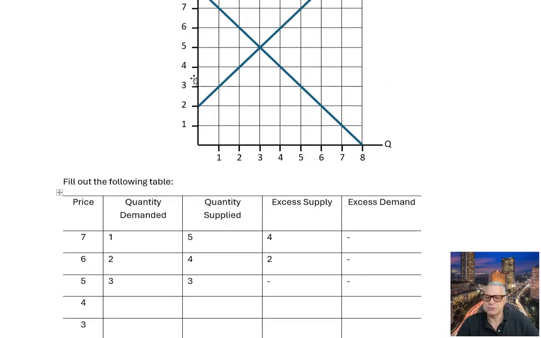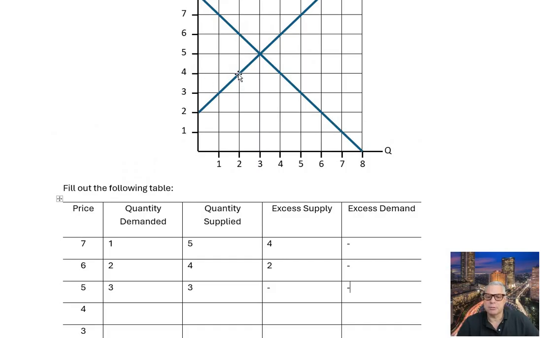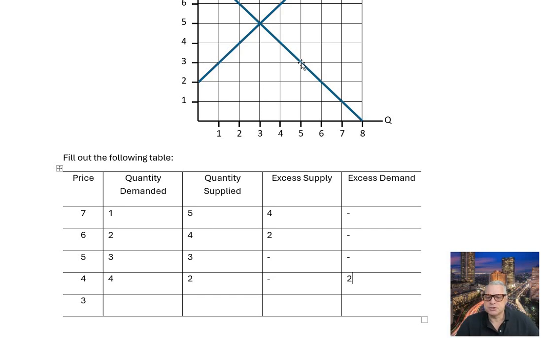And the next question is if the price is 4. Okay, if the price is 4, quantity demanded is now 4. And quantity supplied is 2. Okay, so now we don't have excess supply, but excess demand of 2. And the last one is at the price of 3, we have a quantity demanded of 5 and a quantity supplied of 1. So we don't have any excess supply, but we have excess demand of 3.